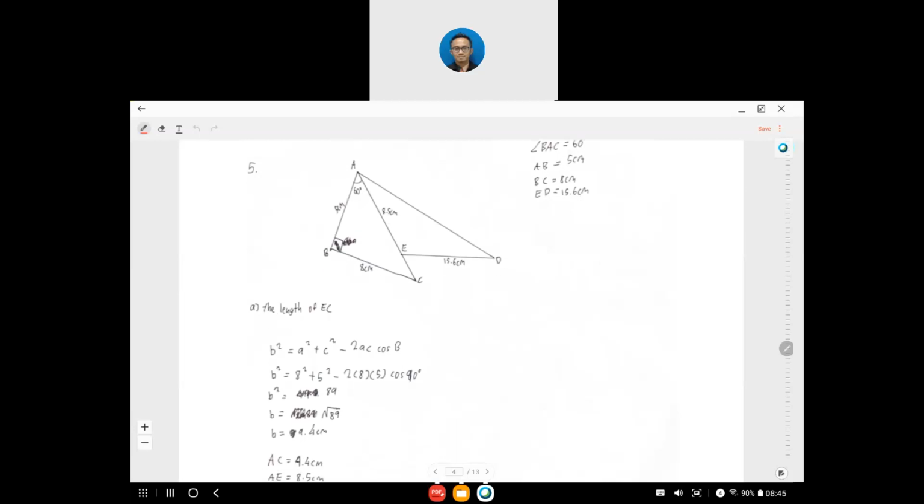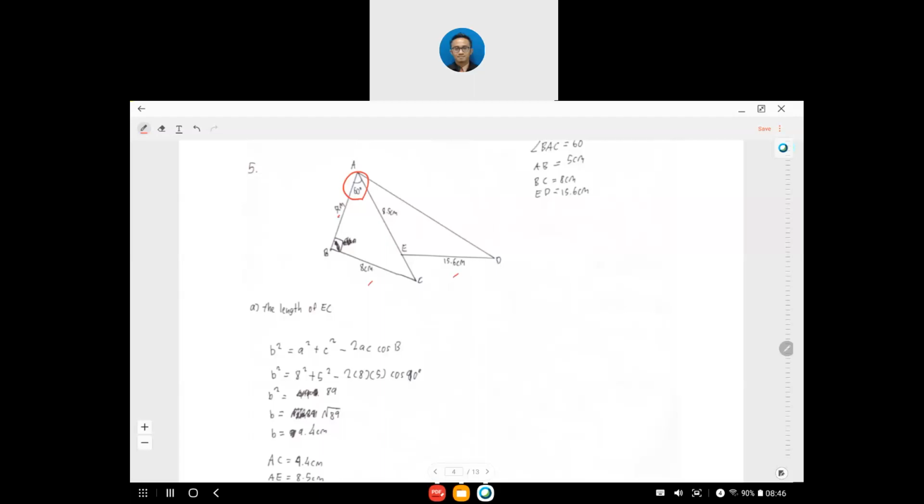Diagram below shows triangle ABC and triangle AED. AEC is a straight line. Given that the angle BAC is 60, AB equal to 5, BC equal to 8, and ED equal to 15.6. Calculate the length of EC.